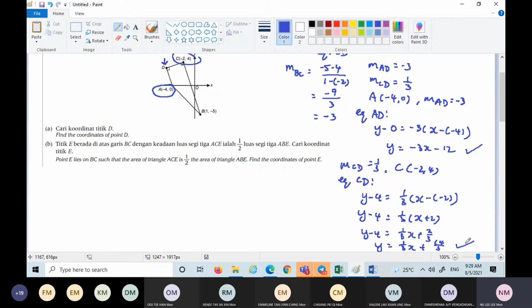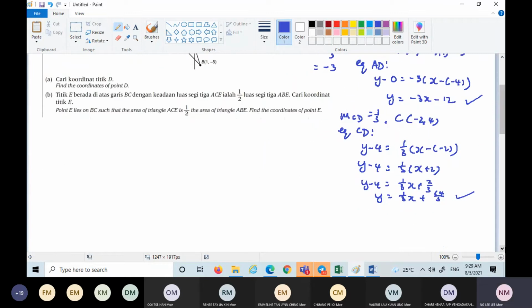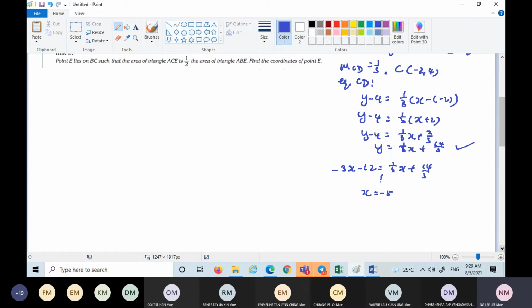Okay, so this one is the second one. And then you solve simultaneously to get the answer. When you solve simultaneously, you can start with this. Because y is this, and also y is this, so this is equal to this. The steps I don't write out, you can try it by yourself. So here you get x is -3. And then when you substitute back into either equation, the y you get 3. Therefore the answer for the point D is -5, 3. This is for part A.